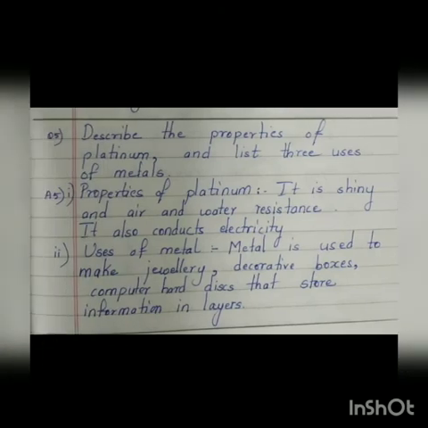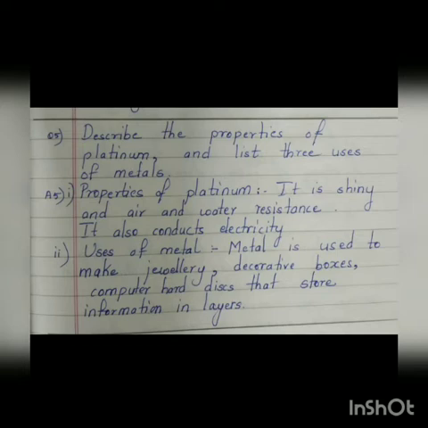Question number 5. Describe the properties of platinum and list 3 uses of metals. Properties of platinum: it is shiny and air and water resistant. That means it cannot rust or get spoiled when it comes in contact with air and water. It also conducts electricity. That means it can pass electricity through it. It is a good electrical conductor.